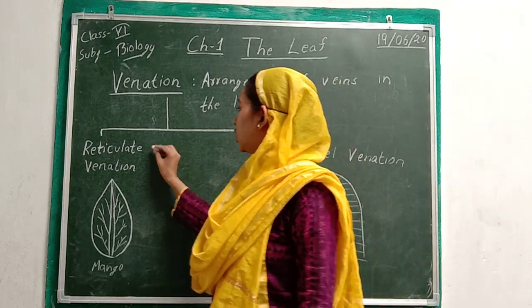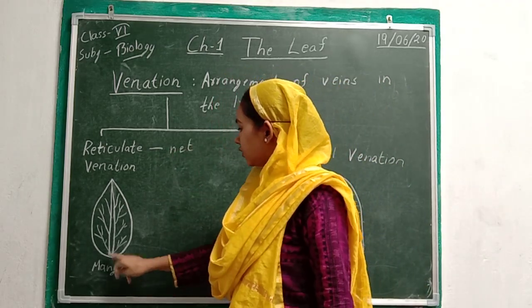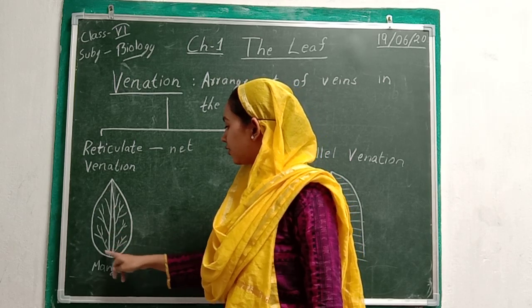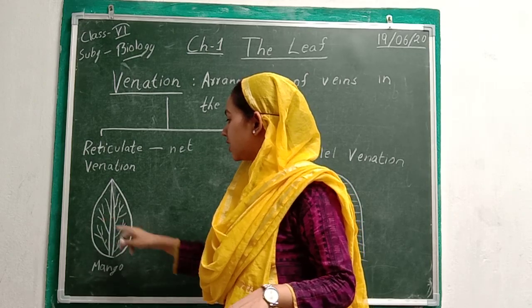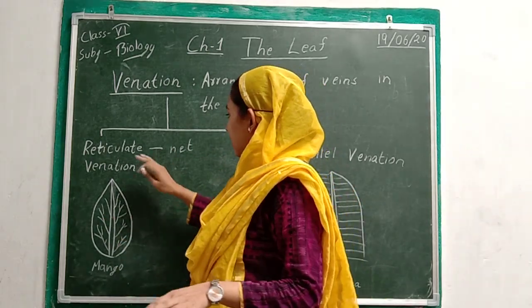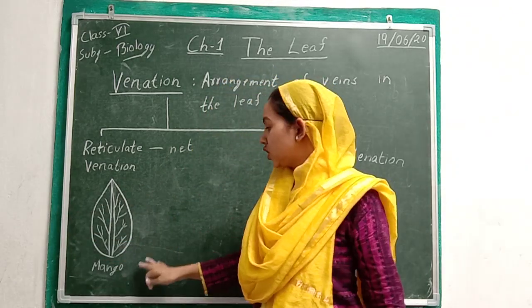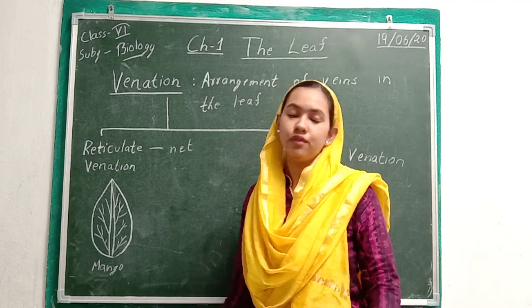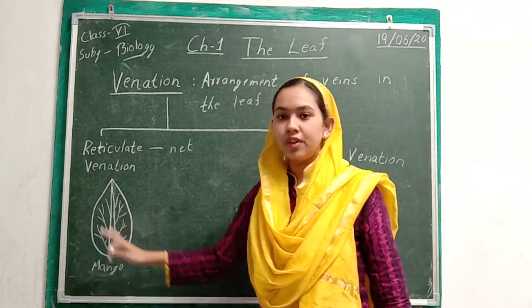Now the word reticulate means net-like, okay, net. So if you see the veins here, the midvein and the veins at the side, you will see that the veins are spreading in such a way that they form a net-like structure. So that is why this is known as reticulate venation. You can see this type of venation in a mango leaf. If you just see a mango leaf, you'll be able to see this type of branched kind of venation.